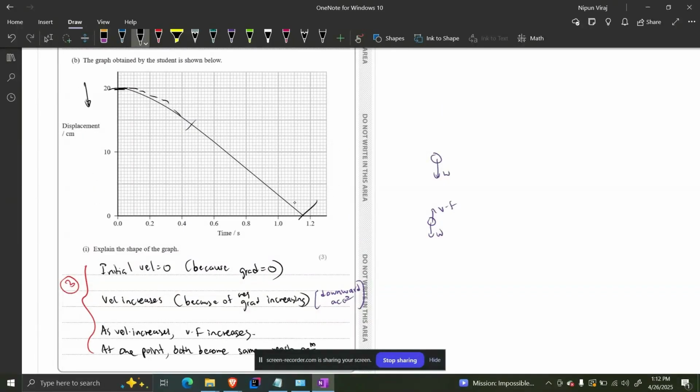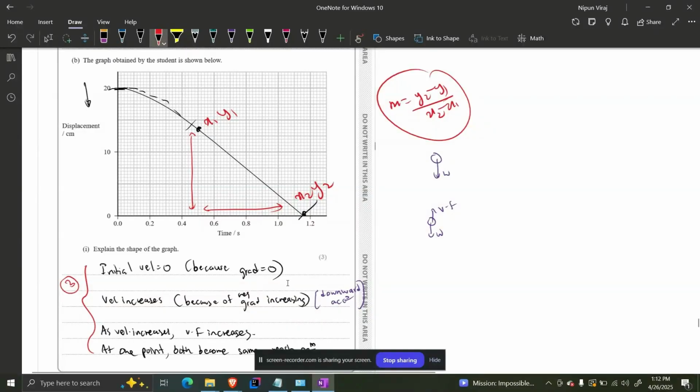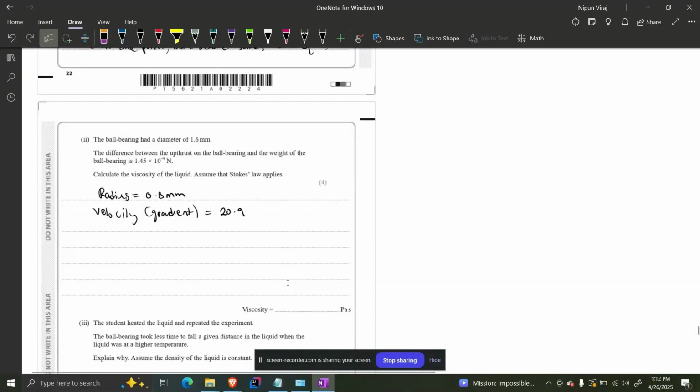You can simply choose which points are better. You can take this point and you can take this point. Okay, you know how to calculate the gradient, right? What we can do is mark 2 points, x1 y1 and x2 y2, and the gradient will be y2 minus y1 over x2 minus x1. If you calculate it properly, you will get a negative value, because in this graph it is mentioned downwards, but you can take the magnitude of the gradient you calculate. Okay, so we can say F is equal to 6 pi eta r v.